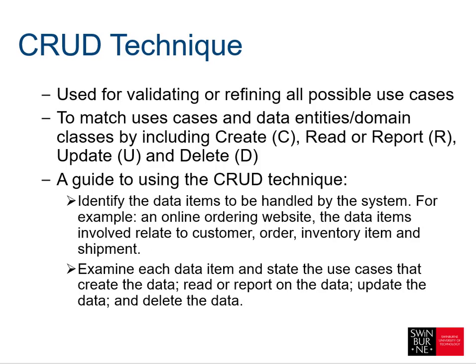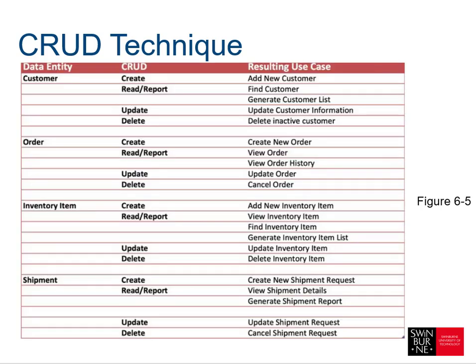So I have given an example in the next slide. In that example, we have customers, order, inventory items, and shipment. And then for each entity, I have these 4 instances. And then I have found out whether I have identified a proper use case to cover each of these. So if you miss something, then you can include a new fresh use case for that, right?